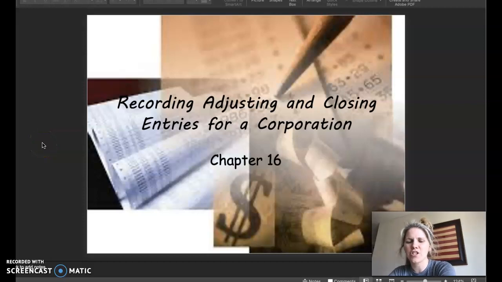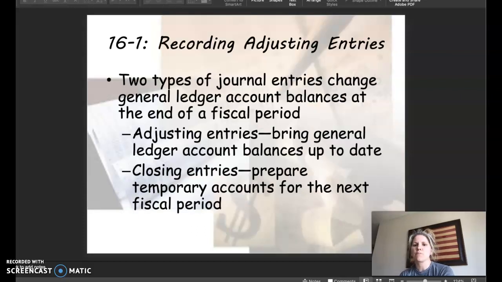Okay, getting ready to start chapter 16, our last chapter. So it is all about recording, adjusting, and closing entries for a corporation. So for the most part, this is a review. We've done adjustments, we've done closing entries. It's just been a while. So we're going to start out with 16-1, which deals with recording our adjusting entries.